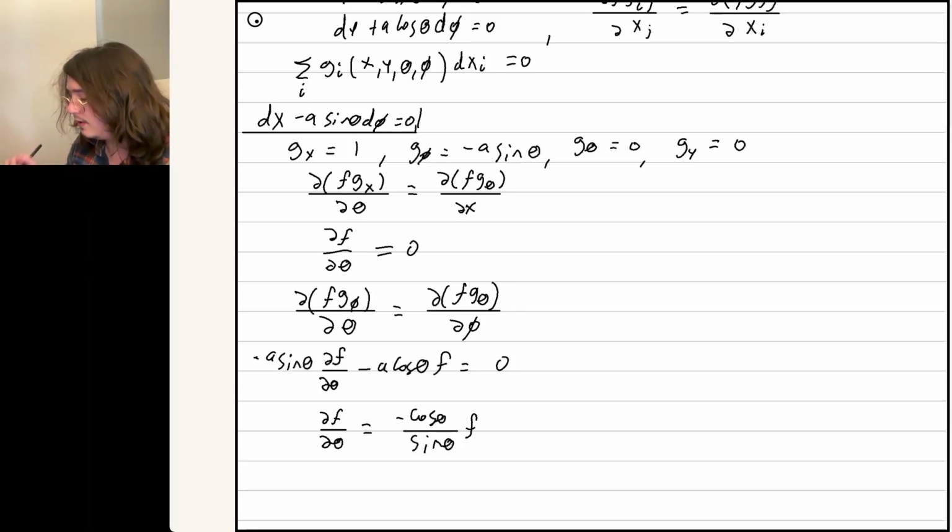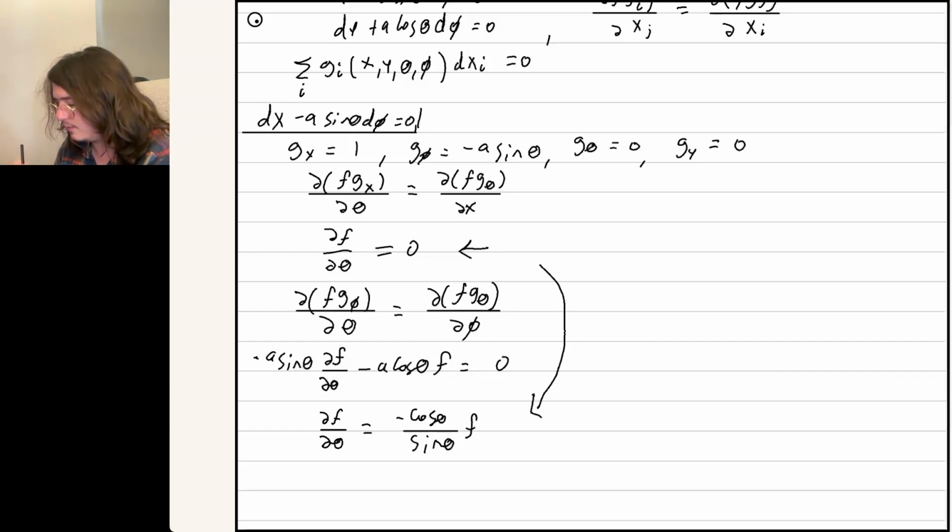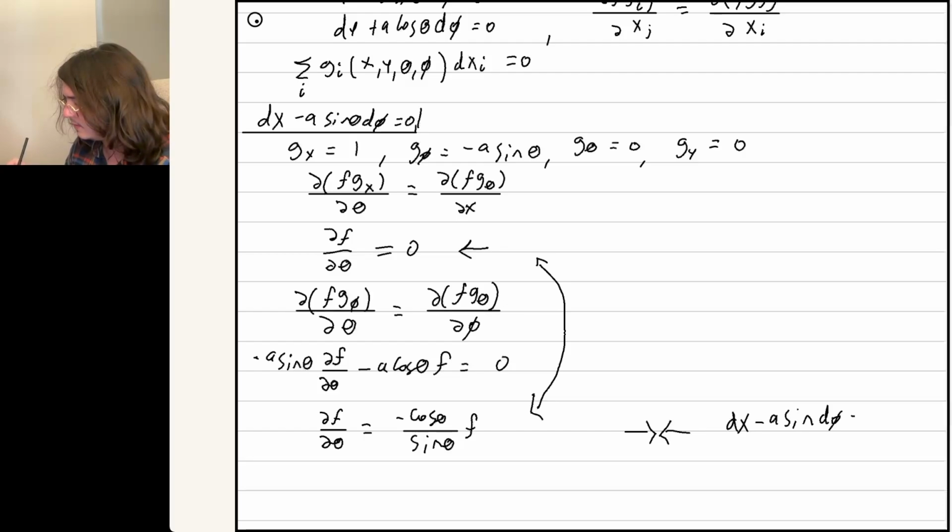So, the first thing that we did was look and see that the integrating factor should not be a function of theta. But then when we did the second one, we found that it will be a function of theta, which means we have a contradiction. So because of the contradiction, we can say for certain that this is not a holonomic constraint.